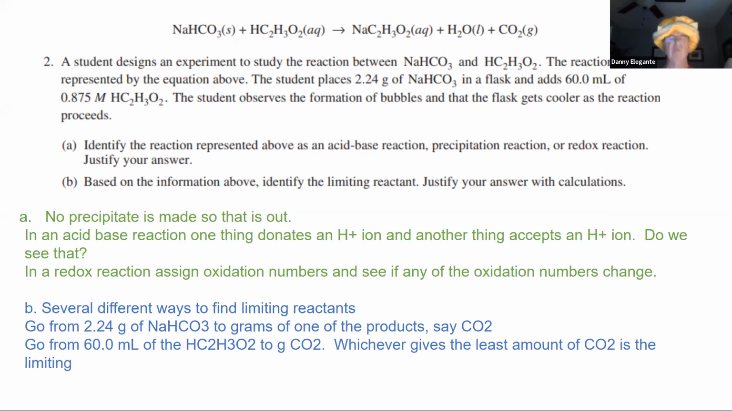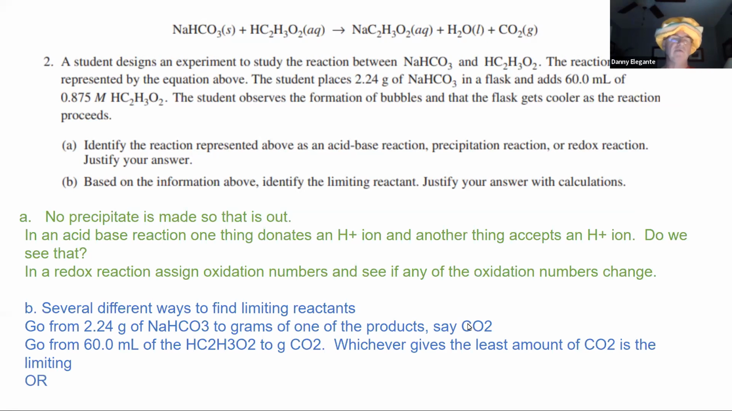That's one way of doing it. Seems kind of long, right? But it's one way to do it. So if you wanted to pick a product and go from grams of bicarbonate to grams of CO2, and go from the milliliters of the acetic acid to grams of CO2, whichever answer is smaller, that is the limiting reactant, right? That's one way to do it.